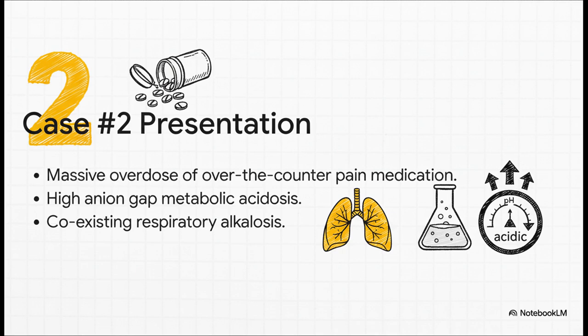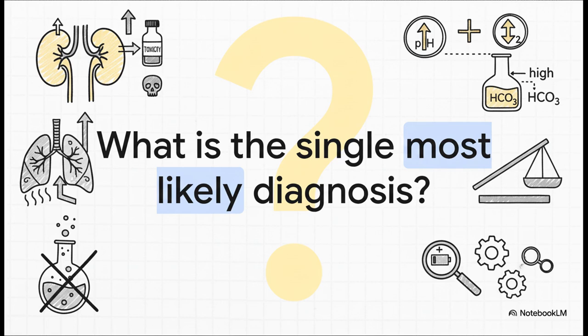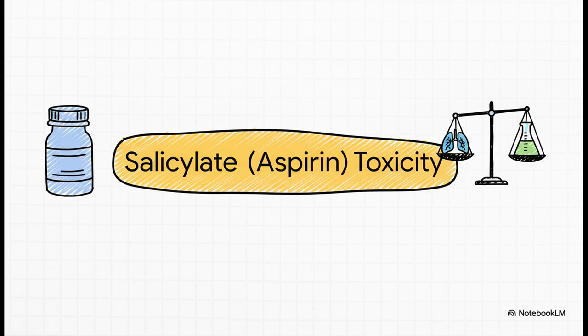But the most important clue, the blood gas shows a simultaneous respiratory alkalosis. So the patient is breathing super fast, blowing off CO2, at the exact same time they have a metabolic acidosis. What on earth does that? You know, this mixed picture of a high anion gap metabolic acidosis plus a primary respiratory alkalosis is like the classic fingerprint of one specific toxicity. Any ideas? Yep, you got it, aspirin.